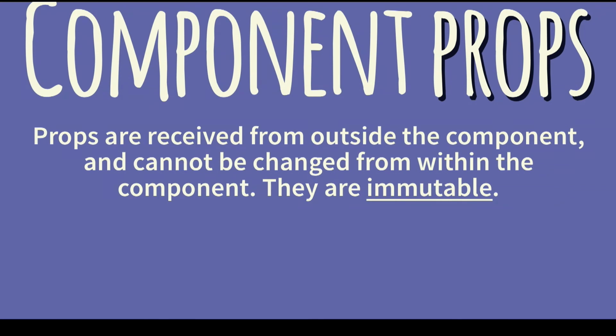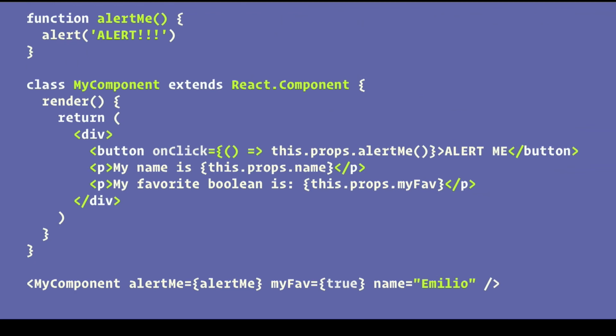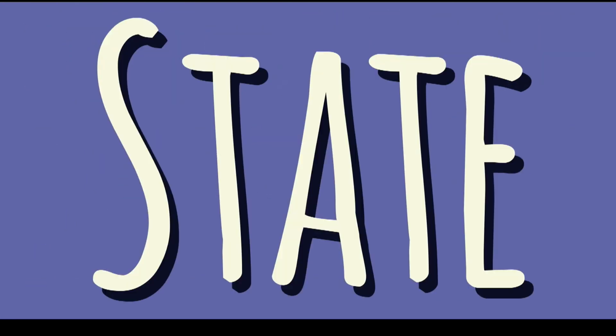So something important to note about props is that they're what's called immutable. You can't change them. They're just a piece of data that gets sent to the component and they're unchangeable. So if I wanted to change Emilio, I couldn't pass it in as a prop. I'd have to do it another way. So how would I do that? Something called state.